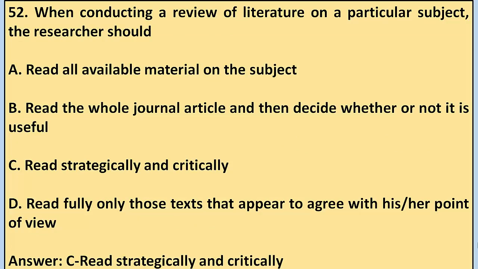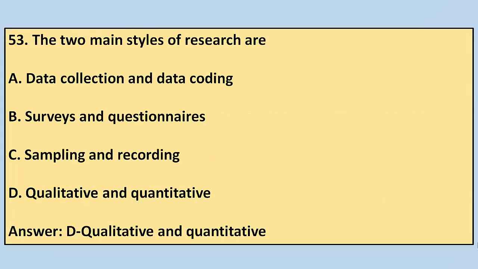When conducting a review of literature on a particular subject, the researcher should: A, read all the available material on the subject; B, read whole journal articles and then decide whether or not they are useful; C, read strategically and critically; D, read fully only those texts that appear to agree with her point of view. Answer is C, read strategically and critically.